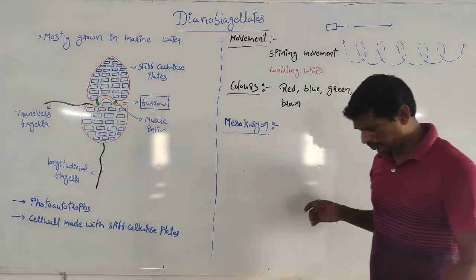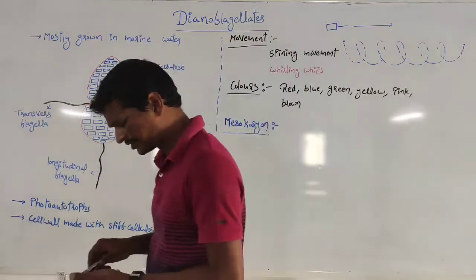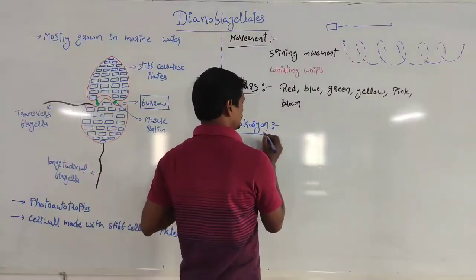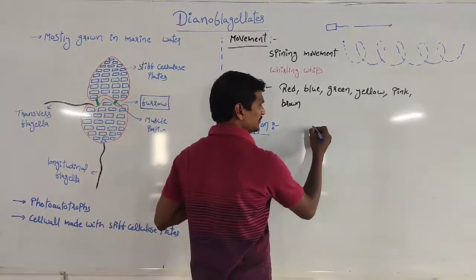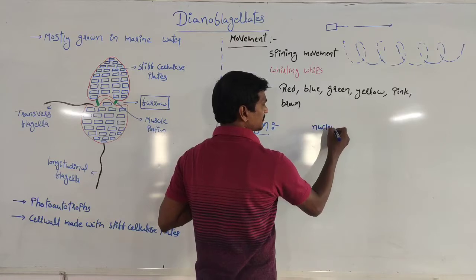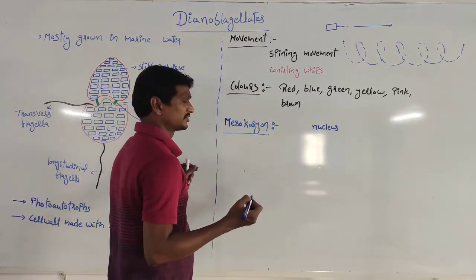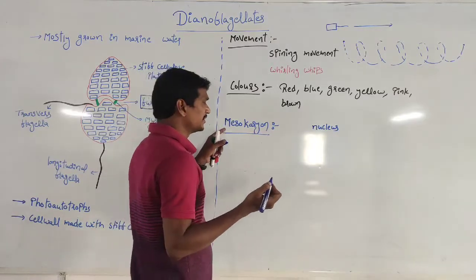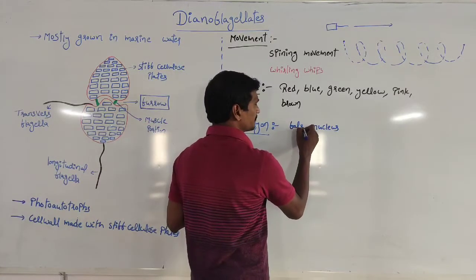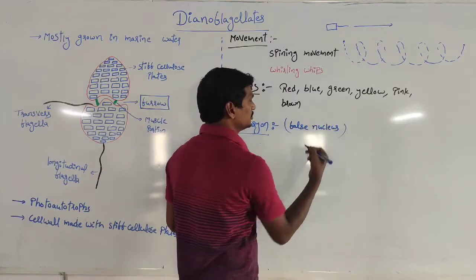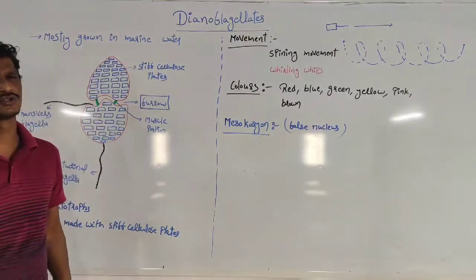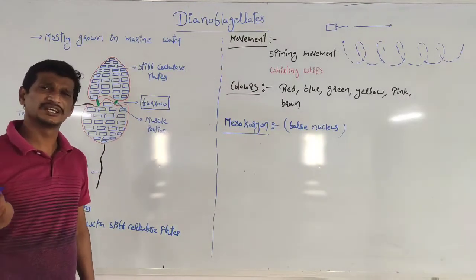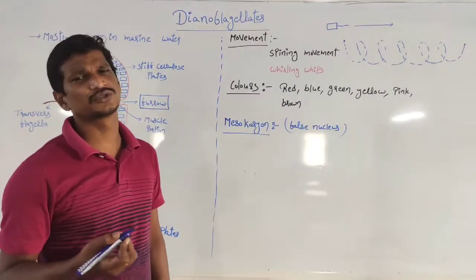And the very important point in this concept is the mesokaryon. We know karyon means nucleus. We know eu means true, and here meso means false. So this is a false nucleus. The nucleus that dinoflagellates contain is considered a false nucleus.